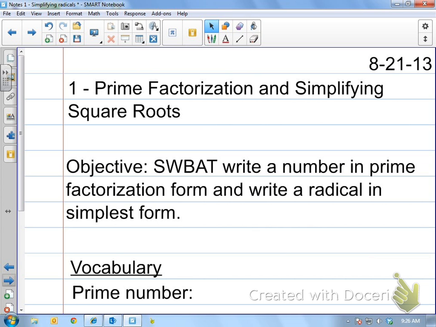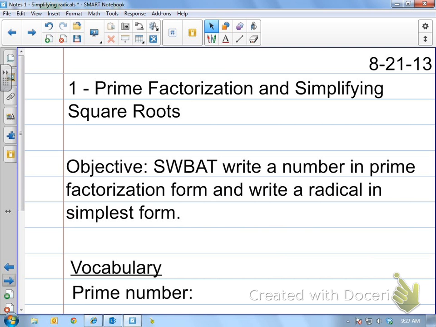So today we're talking about prime factorization and simplifying square roots. Every day I tell you the topic and I tell you the goal. I also write it over here on the whiteboard so you can see what we're doing before class or even what we're doing next time. So our goal today, our objective, that's another word for goal. Does anyone know what SWABAT stands for?